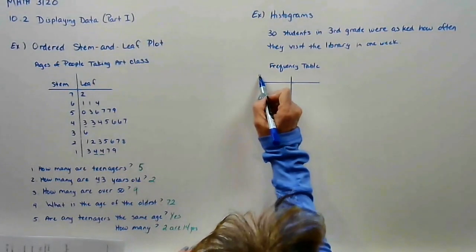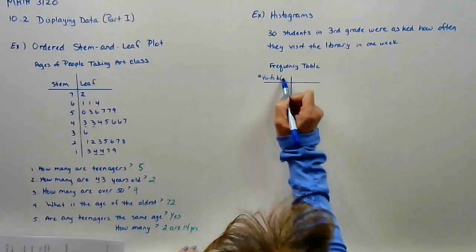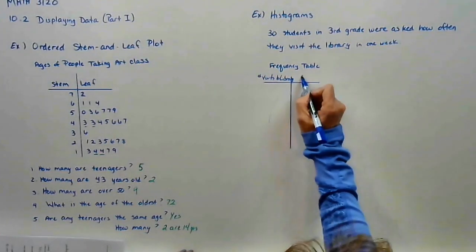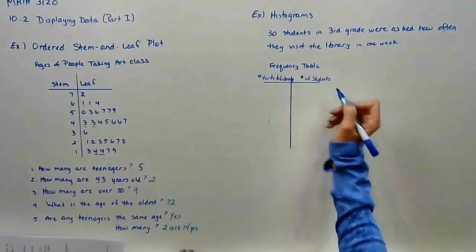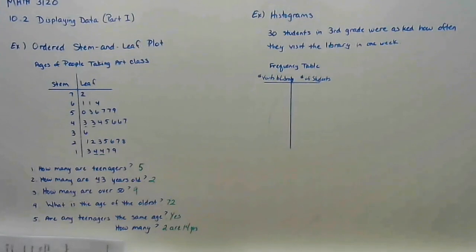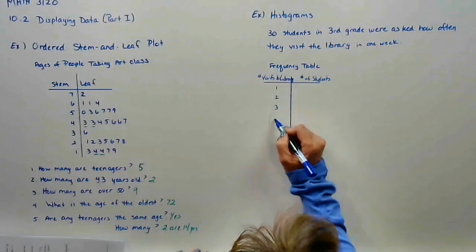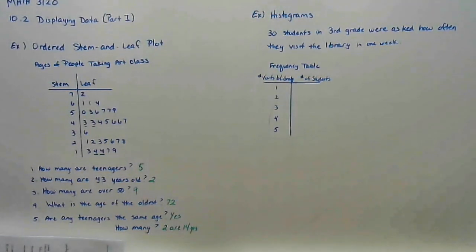So I'm going to say the number of visits to the library and the number of students. So let's say they go to the library, there's 1 week, Monday, Tuesday, Wednesday, Thursday, Friday. So maybe somebody, how many went only 1 day a week, 2 days a week, 3 days a week, 4 days in that week, or 5 days in that 1 week that we asked about? And our results were the following.